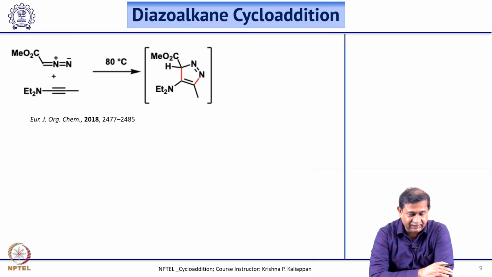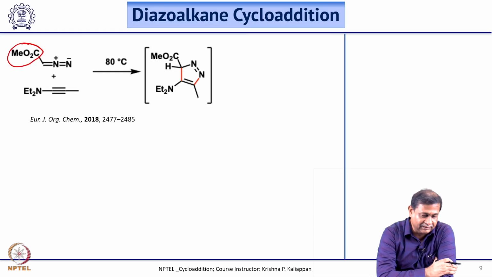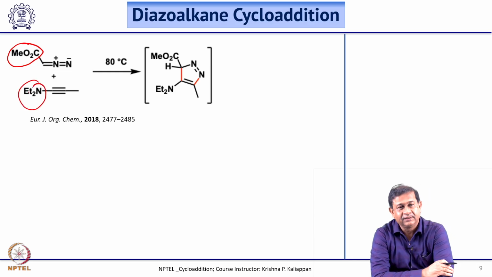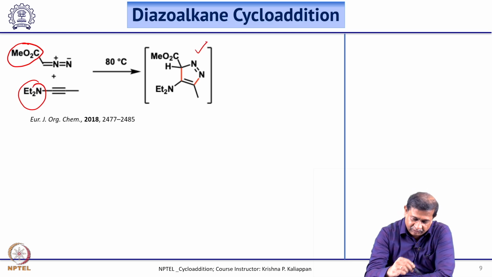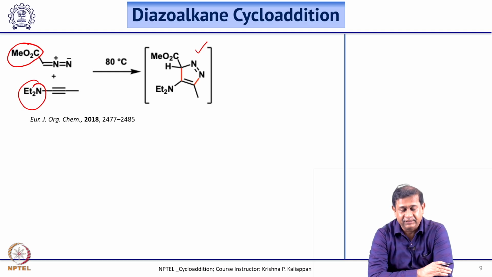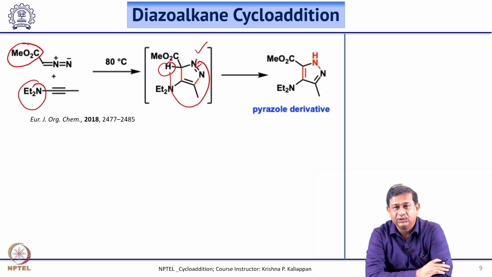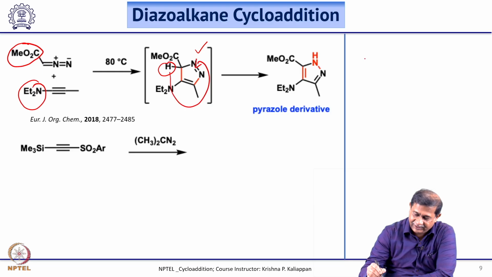And a similar example that we have already discussed: here we have an ester attached to the diazo compound, and we have an electron donating diethylamine group attached to the triple bond. This can undergo 1,3 dipolar cycloaddition to form this delta 1 pyrazoline, but this, as I said, can further undergo a 1,5 hydrogen shift to form the corresponding pyrazole. And in this particular case, what we have is the dimethyl and the diazo compound.